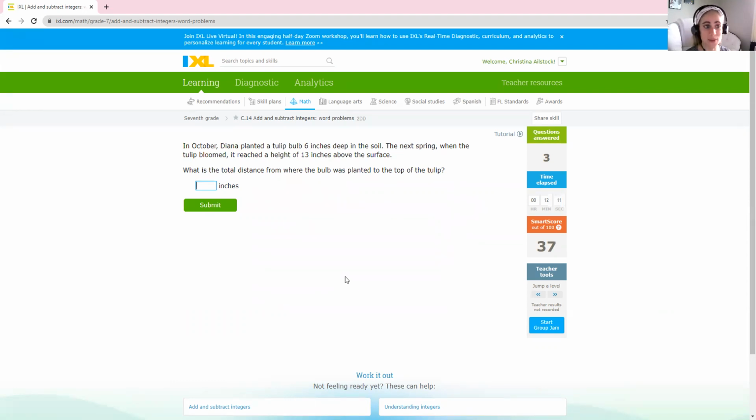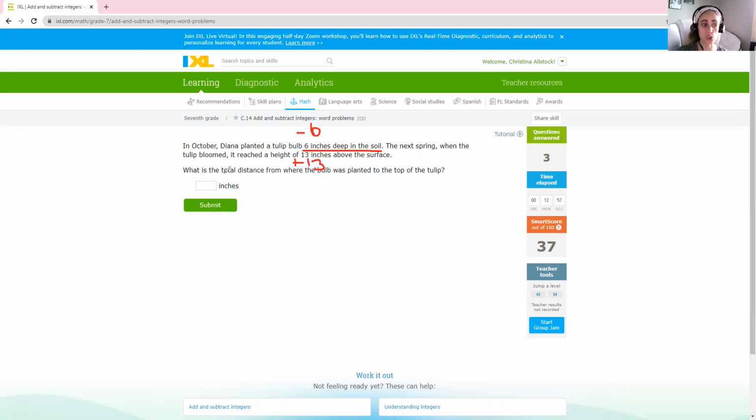All right, let's read it a second time to mark up our text. In October, Diana planted a tulip bulb 6 inches deep in the soil. So if we're 6 inches deep, in the soil, underground, would 6 inches be a positive or a negative number? It would be a negative because 0 would be the ground, so we're below the surface. The next spring, when the tulip bloomed, it reached a height of 13 inches above the surface. So if we're above, would that be positive or negative? Above ground would be above 0. It would be a positive 13.